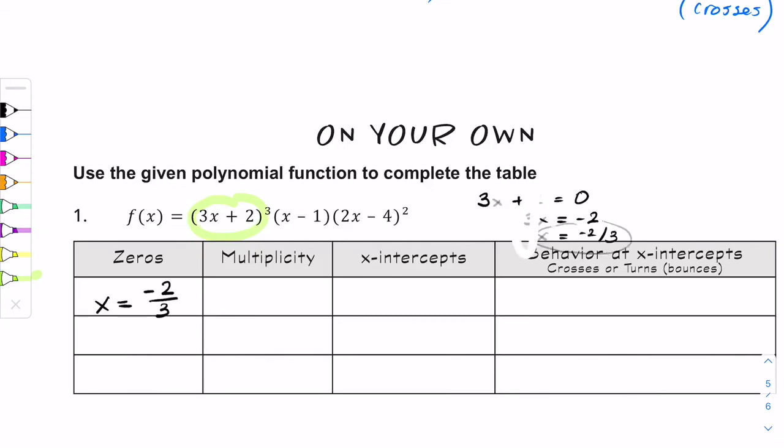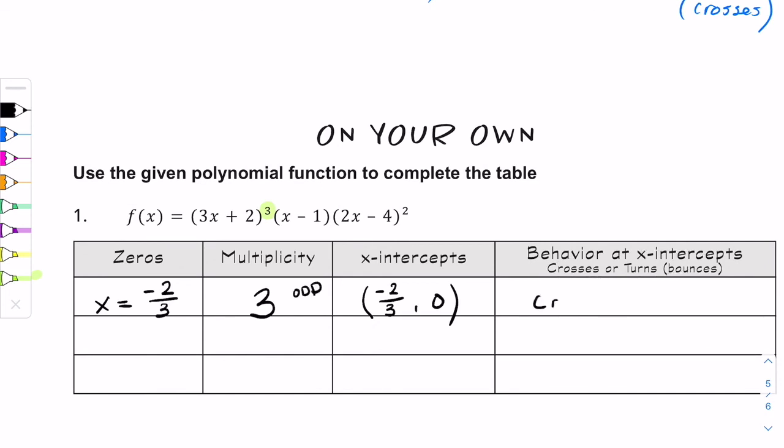The multiplicity at this point is asking us how many times does that factor occur? That factor happens 3 times. The x-intercept is asking for the actual location of that point. So where are you going to plot that point on the graph? You would plot a point at -2/3, 0. And the behavior at the x-intercept, meaning does it cross or turn? Because the multiplicity is 3, that's an odd number. That tells us that it's going to cross.